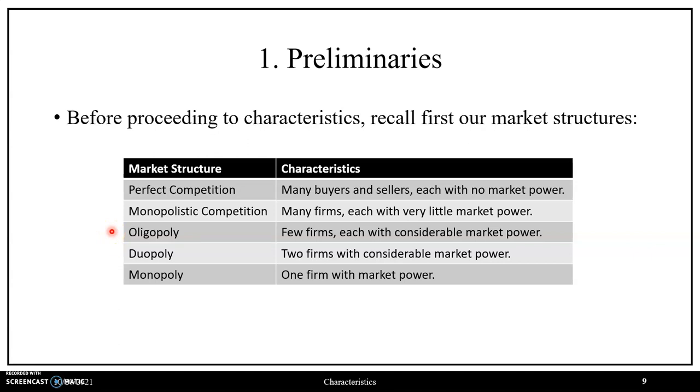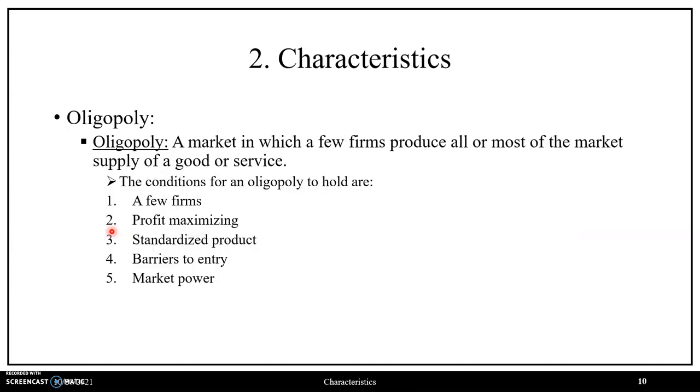which we'll see shortly is a few firms in the space with a considerable amount of market power. Let us now turn our attention towards oligopolies, where an oligopoly is a market in which a few firms produce all or most of the market supply for a good or service. The conditions for an oligopoly to hold are that a few firms operate in the space and exhibit profit maximizing behavior, selling a standardized product in which barriers to entry exist such that these firms have market power.